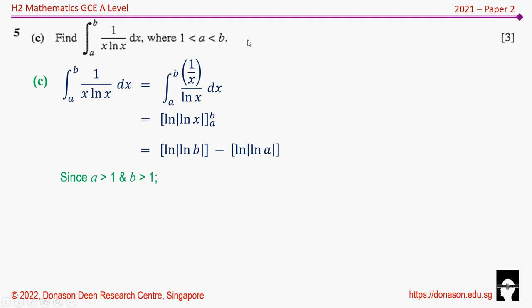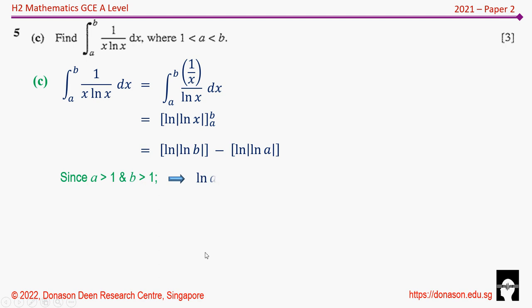But since we are told a as well as b are both greater than 1, right? So ln b, of course, is going to be ln of a number that's greater than 1. Of course, between 0 and 1, the ln will be negative. But since this is greater than 1, ln b naturally is going to become a positive number. Since it is going to be a positive number, we need not put the modulus or absolute value symbols. So we could simply remove them. Same thing for this ln a as well, because it's also greater than 1. So therefore ln a is definitely a positive number.